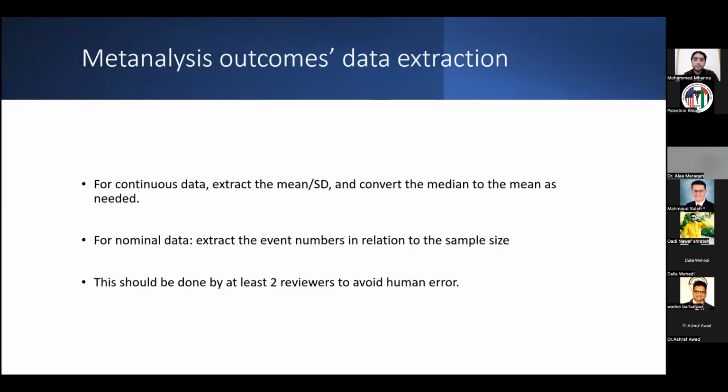So for example, if your outcome is continuous data, like left ventricular ejection fraction, LVEF percentage, you have to extract the data as mean and standard deviation, and you can convert the median to the mean as you need. For nominal data, for example mortality, you extract the number of events in each group in relation to the sample size. Again, this step has to be done by 2 independent reviewers just to avoid human error in data extraction.